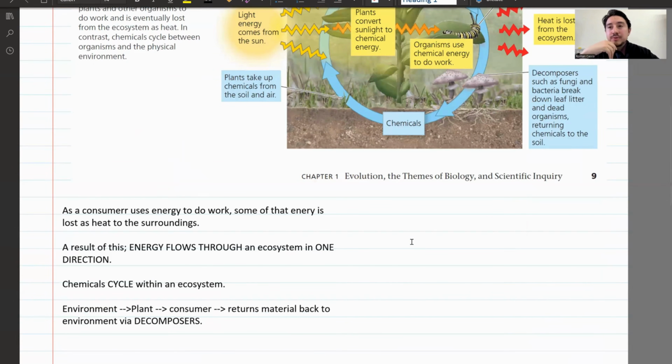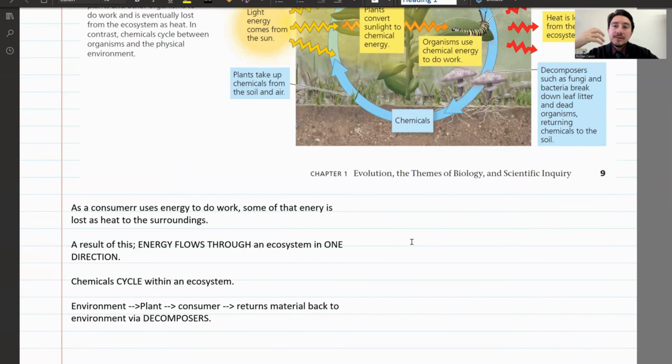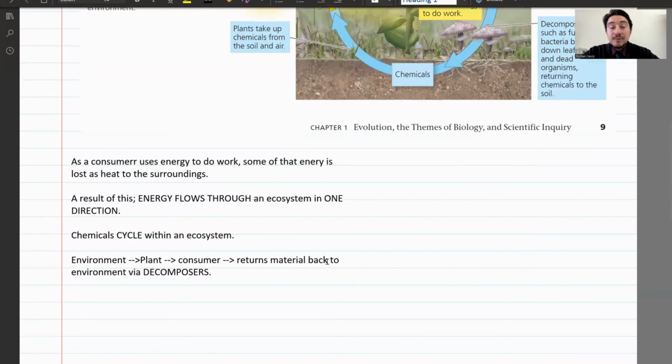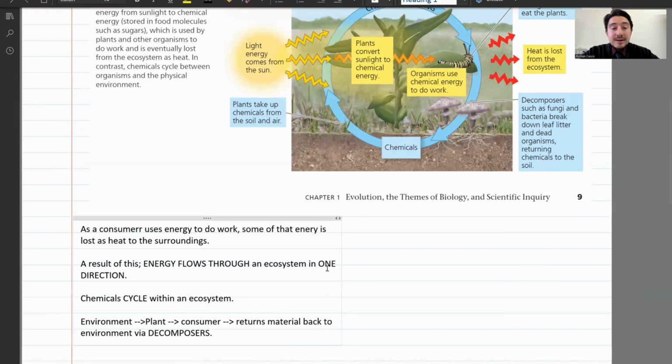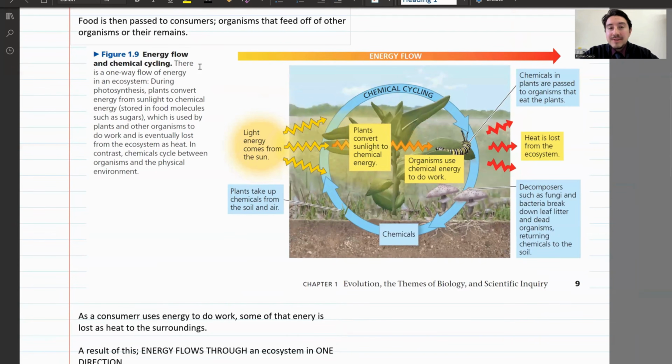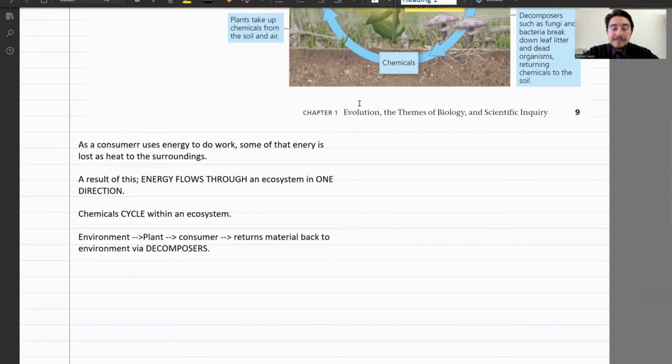So, consumers, of course, we need energy to do work. We always lose heat as we burn and consume energy. One of the important things about this: energy flows in one direction. You always start from the sun, you have that highest input of energy. As it's passing through different organisms, you're going to have energy decreasing, more energy is lost as heat. You'll never see energy going backwards, right? It always goes in one direction.